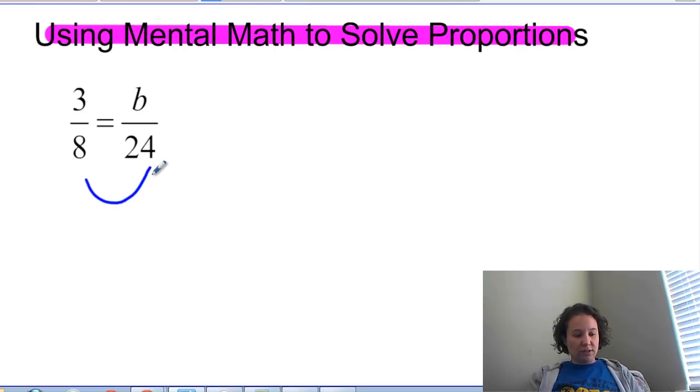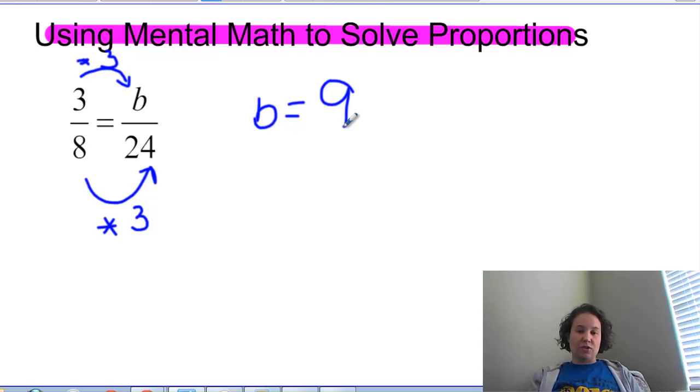We could show this, or they'll show this in the book: I multiplied that by 3, so I should do the same thing up here and multiply that by 3. So 3 times 3 would be 9. I can say that B needs to be equal to 9. So the ratio 3 to 8 would be equal to the ratio of 9 to 24.